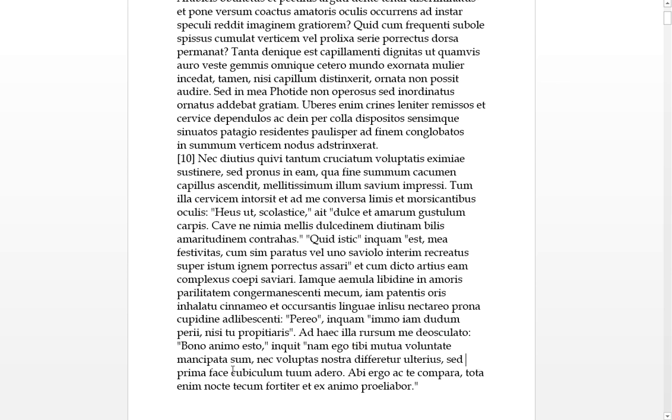Said, but with the prima facies, with the first torches, I guess after Vespers, the sun's gone down and the first torches come out, adero, I shall go, accusative, cubiculum tuum, to your cubiculum, your bed, your room. Ergo, so therefore, abi, be off, and compara, these are imperatives, and prepare yourself, for the tota nocte, for in the whole night, it's an ablative of time there. Fortiter, bravely, tecum, with you, and ex animo, from the heart, I will proeliabor, I will battle with you, the battle of love.